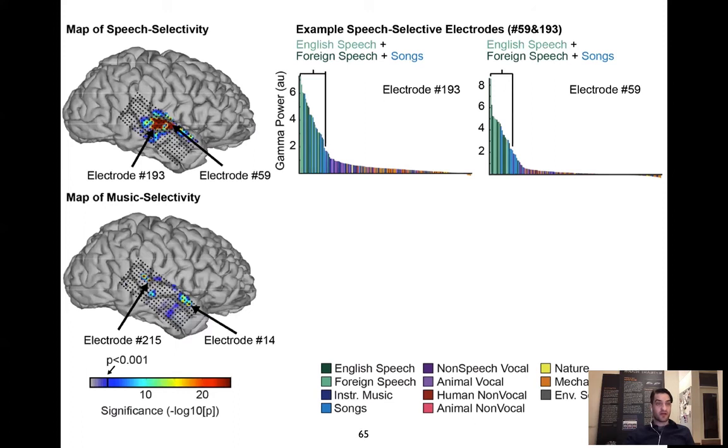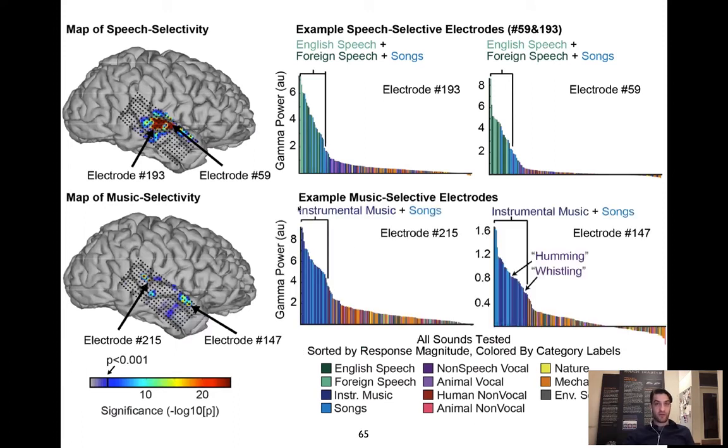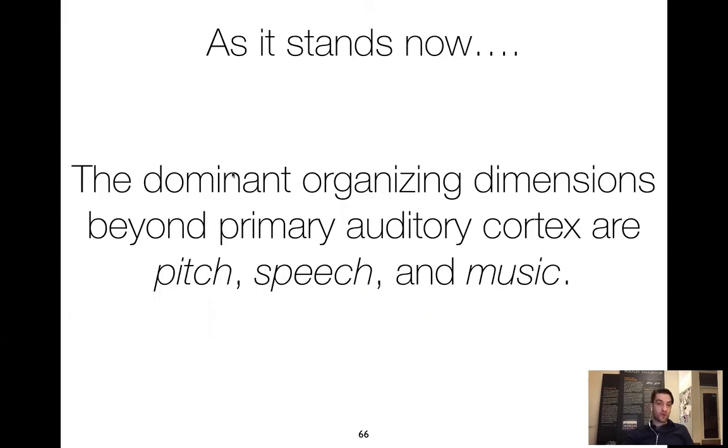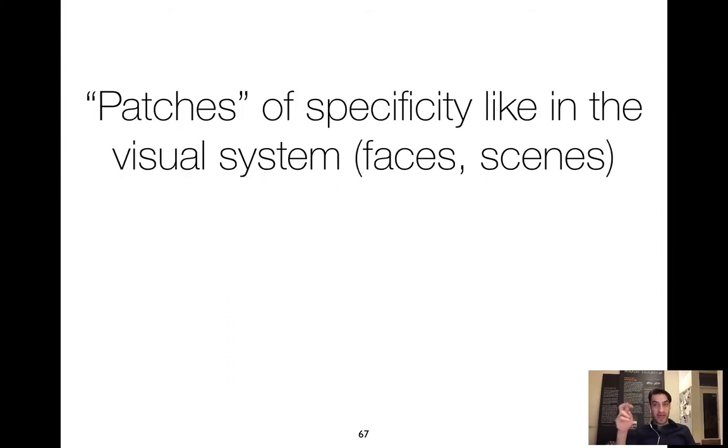And then down here, you're seeing the pattern of activity, and we can look at some electrodes that activate when a person is hearing music. This is just giving you a sense of what the underlying neurophysiology is like, whereas that one before was more of a crude summary. So in your brain, as it stands now, the dominant organizing principles beyond primary auditory cortex are pitch, speech, and music. These are the patches of specificity in the auditory system, like the patches of specificity you get in the visual system for domains like faces, bodies, scenes, and so forth.